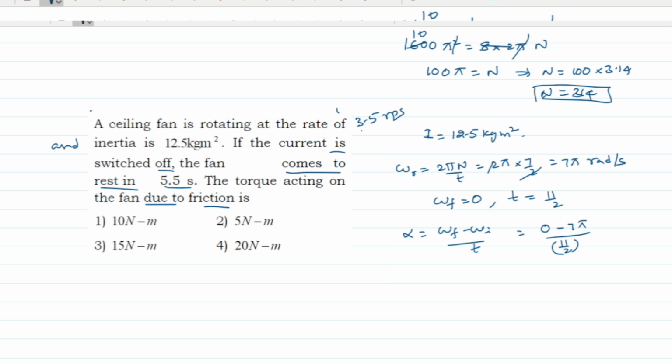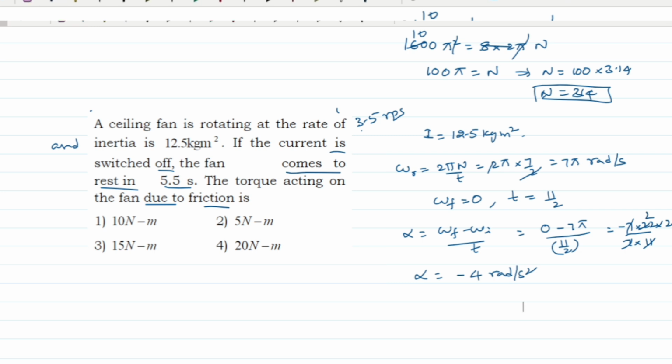So alpha will be nearly, 2 sevens are 14, or else taking the pi value, it is minus 7 into 22 by 7 into 2 by 11, you have to bring it to the numerator. So this 7 gets cancelled, 11 twos are 22, and we get 4. So alpha value will be minus 4 radian per second square.